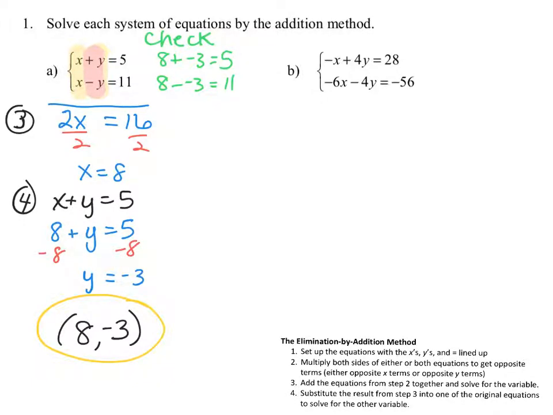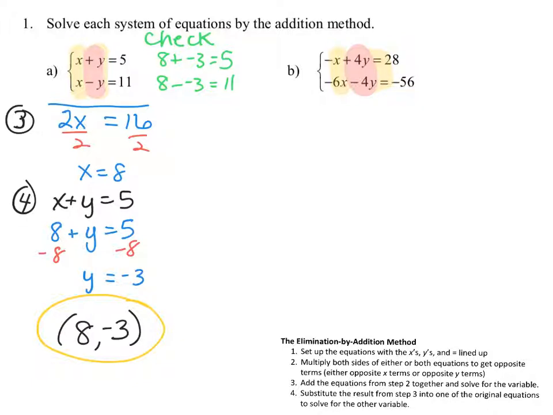In our second example, we see that the first step is already done for us. We have the x terms lined up, the y terms lined up, and the equal signs are all lined up. In addition, we can see that step number 2 is already completed because we want to get opposite terms, either opposite x terms or opposite y terms. Now, negative x and negative 6x are not opposites, but plus 4y and minus 4y, these are opposites. So we have step 2 already completed.